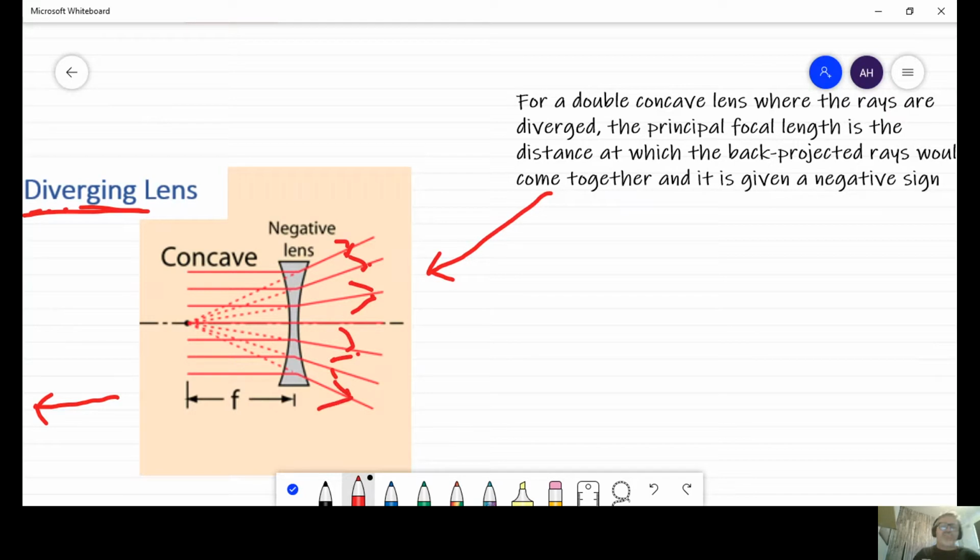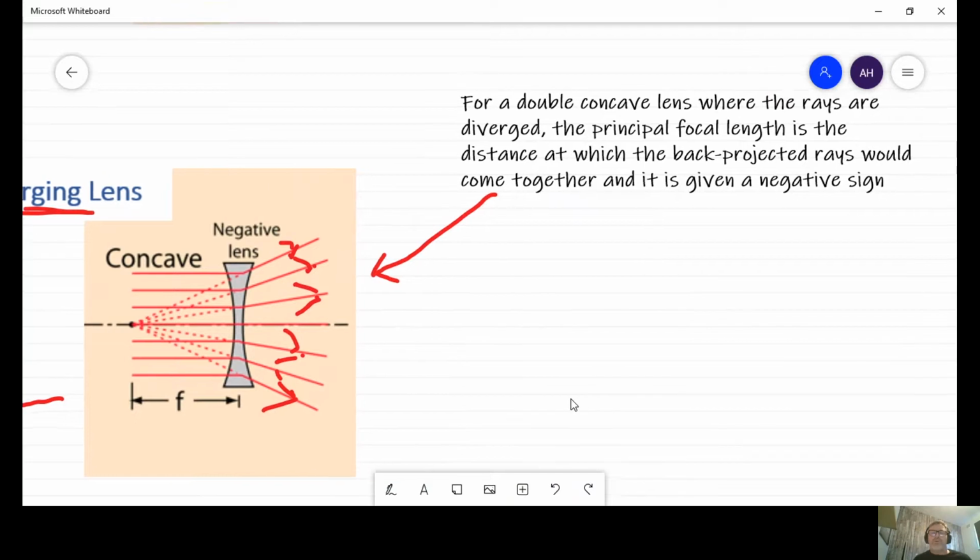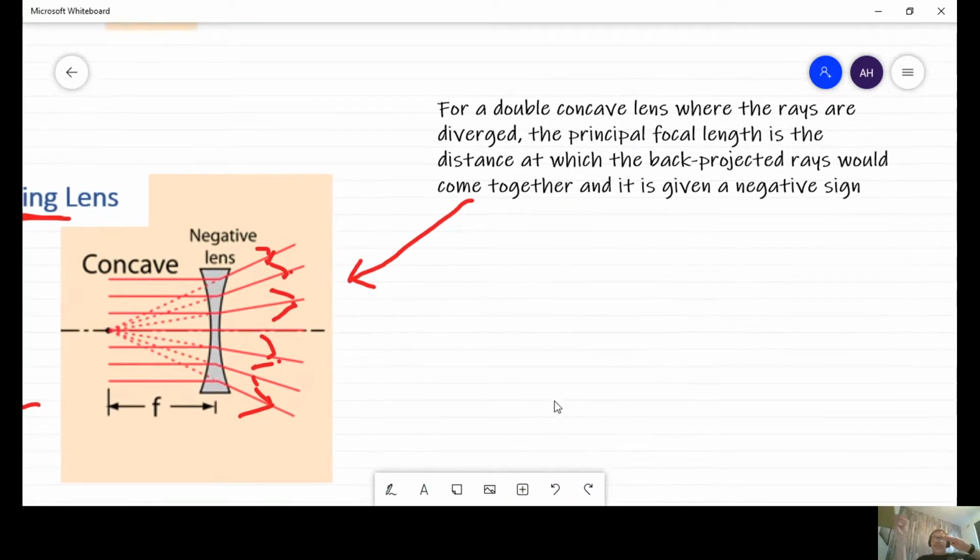Now, a diverging lens cannot make a real image. That's thing number one. It can only make what we call virtual images. That is, it'll form an image at a certain place for our eye to see, but it is not the result of light converging into one place. It's actually sort of an optical illusion. It's called a virtual image. And over here, the back projected rays would come together, and that focal length is given a negative sign.